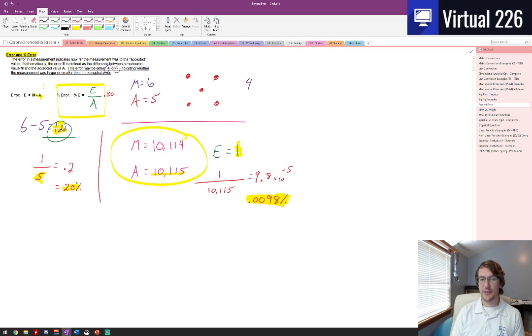Okay, but that's pretty much it. Error is just measured minus accepted. It can be positive or negative. Percent error is error divided by the accepted, multiplied by 100 to get it into a percentage, just like you've always done in your math classes.